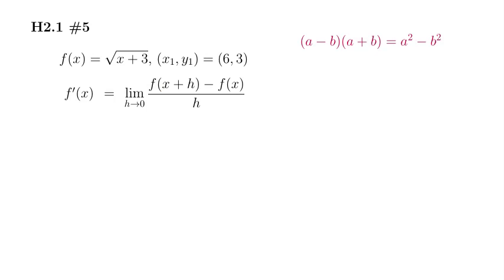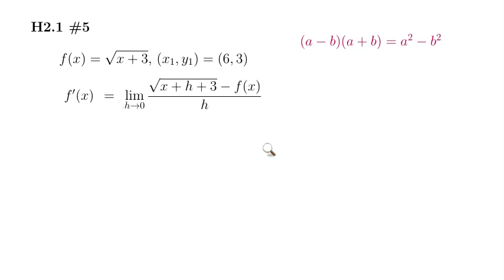I'm going to go ahead and replace f of x plus h. So we're going to have the square root of x plus h, and then plus 3. So you get this. And then f of x is just exactly this formula there. Instead of f of x, we put the square root of x plus 3. So we get that. That's just following the definition.